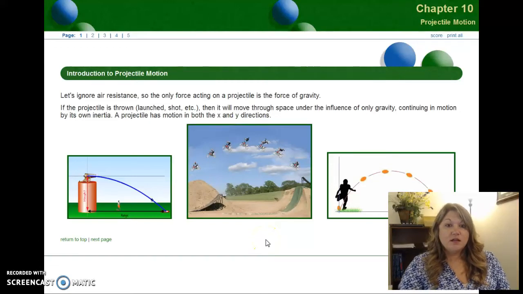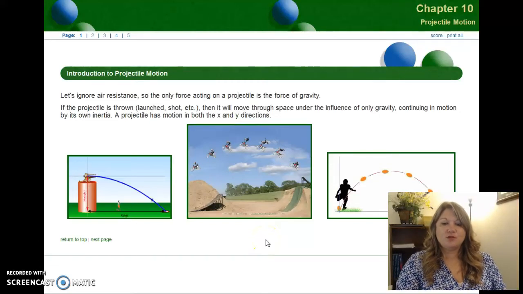Hey guys, Chapter 10, Projectile Motion is what we're going to be talking about today. Now this is motion going in 2 dimensions, as you can see here in the pictures, some examples of that. We're going to ignore air resistance just to keep things simple for us.